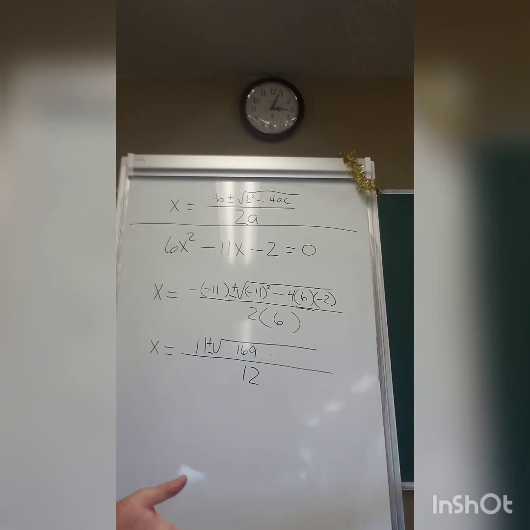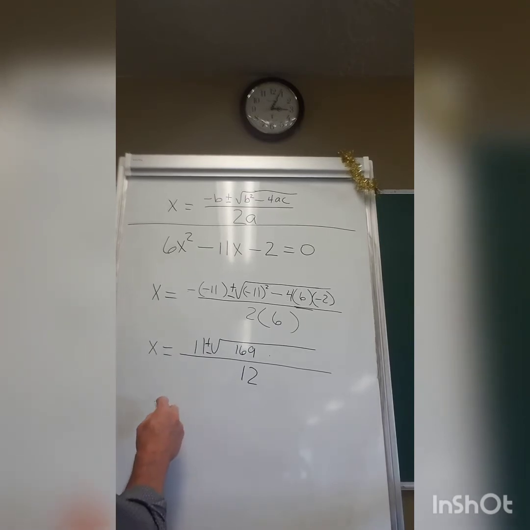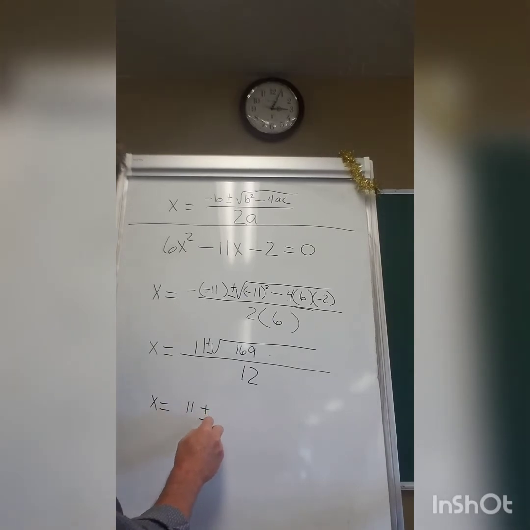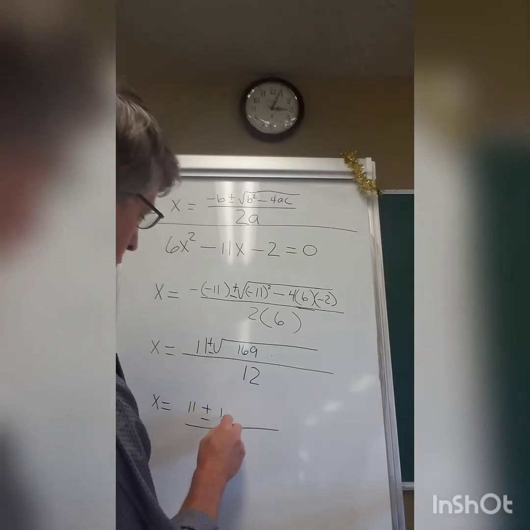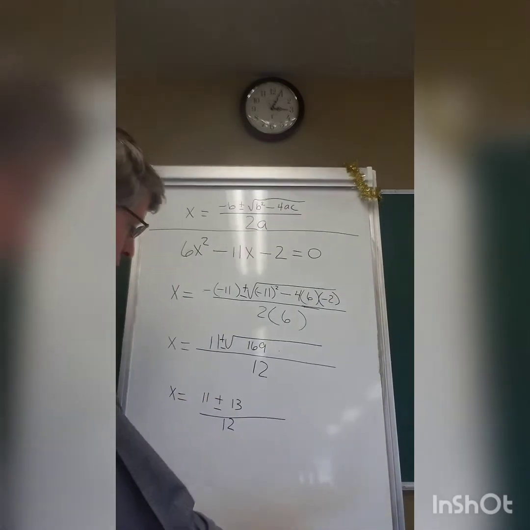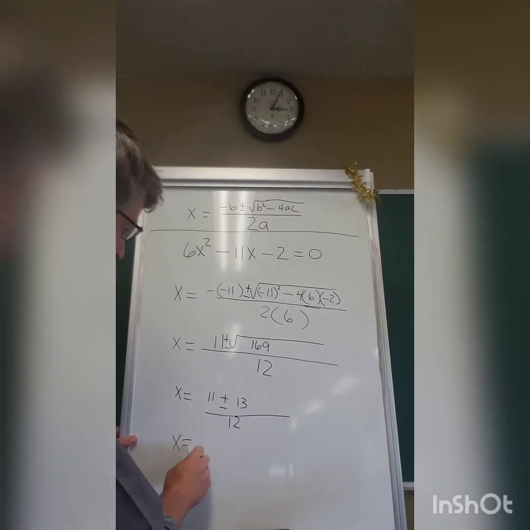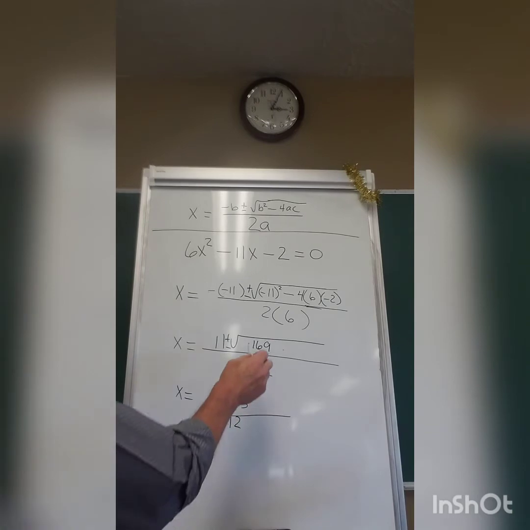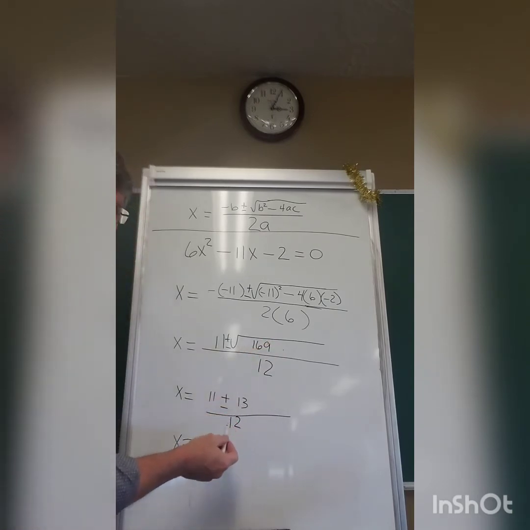It's 13, right? Okay. So now you have x equals 11 plus or minus 13 over 12. And there's going to be two solutions for this because we have a positive and negative 13, because the square root of 169 can be a positive 13 or it can be a negative 13. So let's say it's positive 13. So we're going to go 11 plus 13, which is 24, divided by 12 is 2.